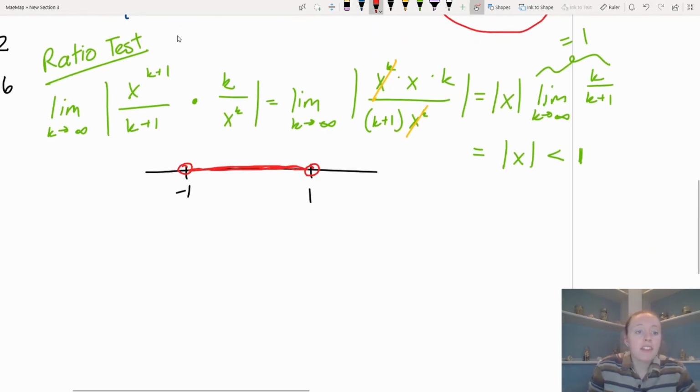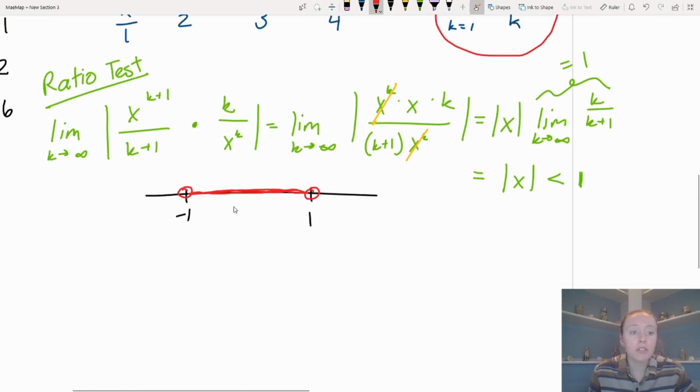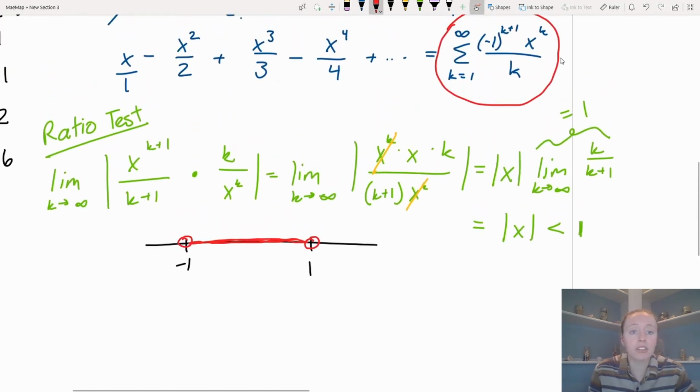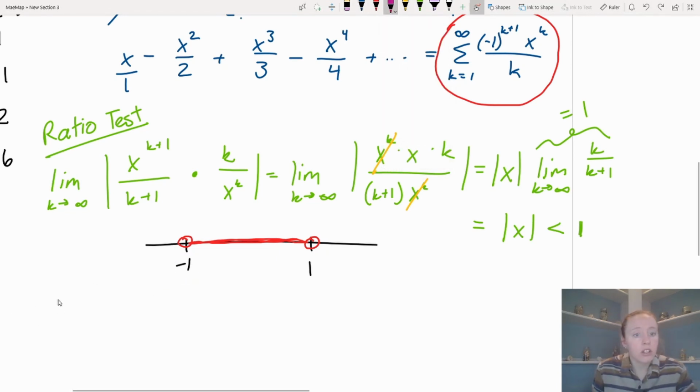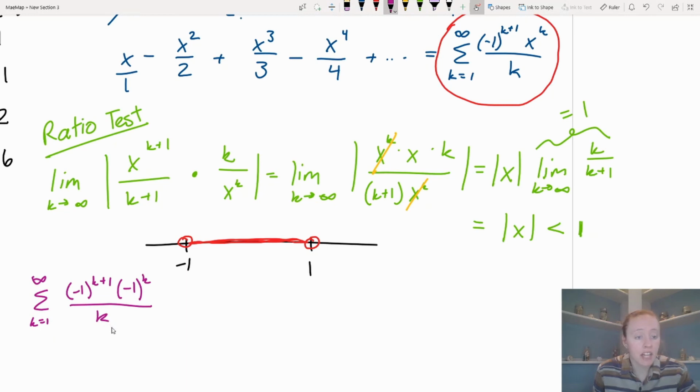So remember, this number line represents my x values. In order to figure out if I'm converging at -1 or converging at 1, I'm going to take those x values and plug them back into my original series. I'll start with testing -1. So we have the summation from k equals 1 to infinity of (-1)^(k+1) times (-1)^k all over k.